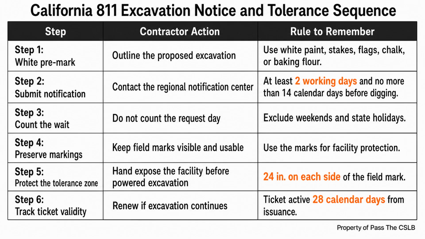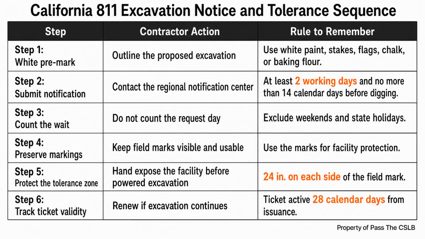I put the sequence in one table because every step depends on the step before it. First, pre-mark the proposed excavation in white. Next, contact the notification center inside the allowed notice window. Then wait through the required working days before excavation. Preserve the field markings. When a marked facility crosses the work, respect the tolerance zone and expose the facility before using power-driven excavation near it.